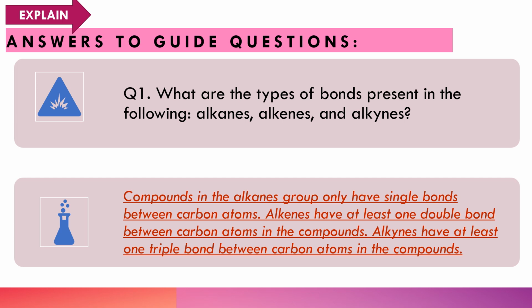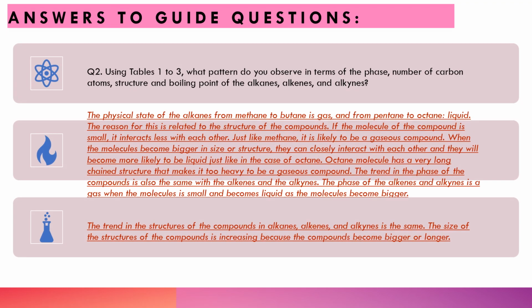Next question. Question 2: what pattern do you observe in terms of the phase, number of carbon atoms, structure, and boiling point of the alkanes, alkenes, and alkynes? So the answer, the physical state of the alkanes from methane to butane is gas, and from pentane to octane is liquid. The reason for this is related to the structure of the compounds.